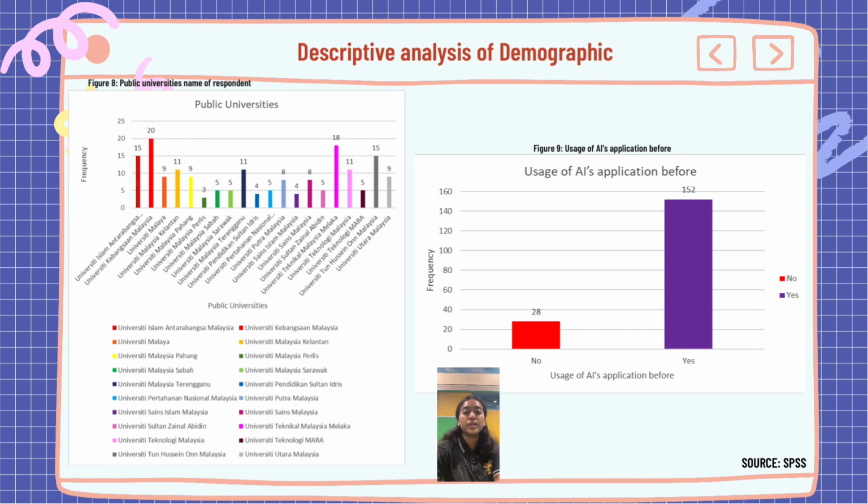Figure 9 shows the usage of AI applications before. There are a total of 152 respondents who have used AI applications in education previously, accounting for 84.4%, while only 28 respondents have not used AI applications in education.